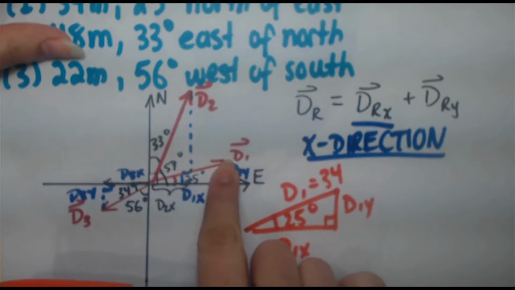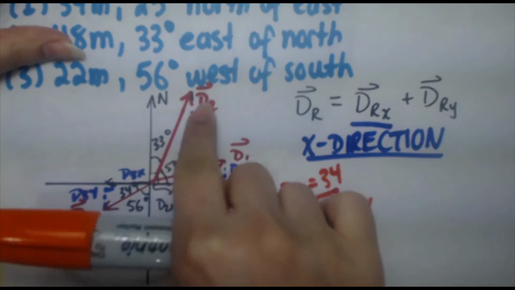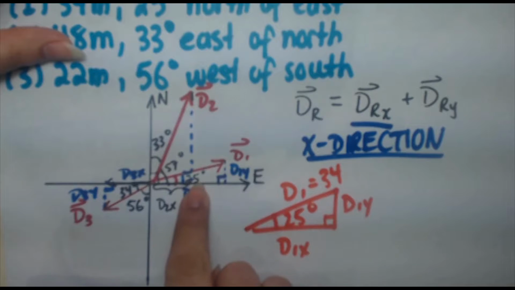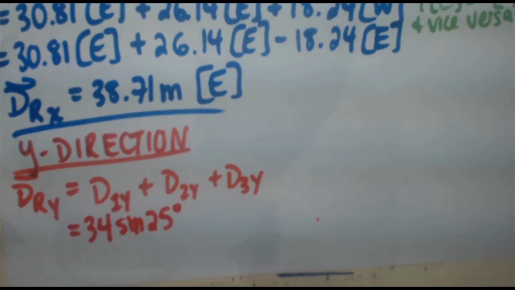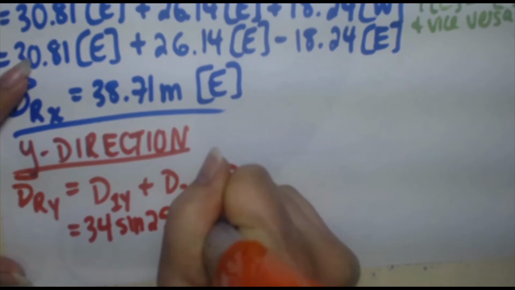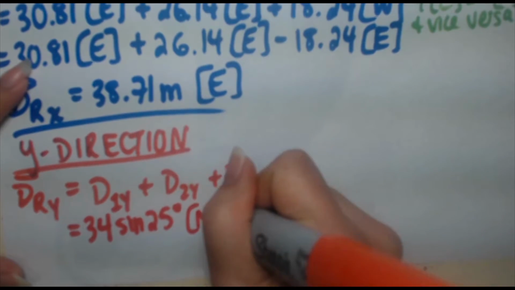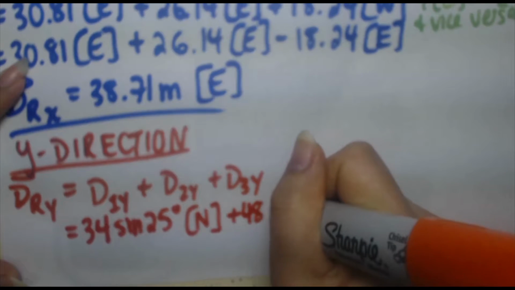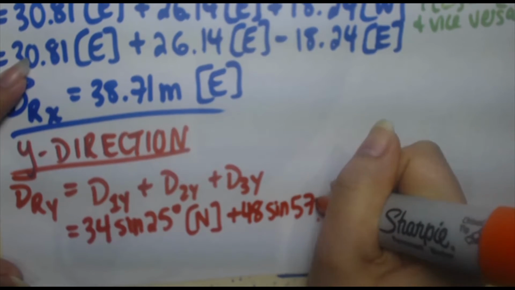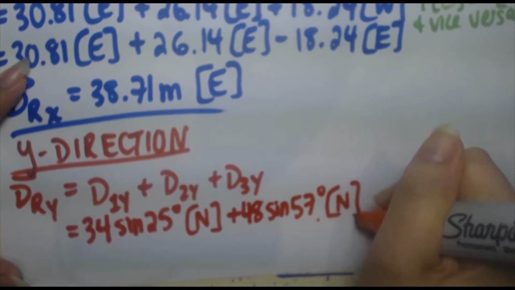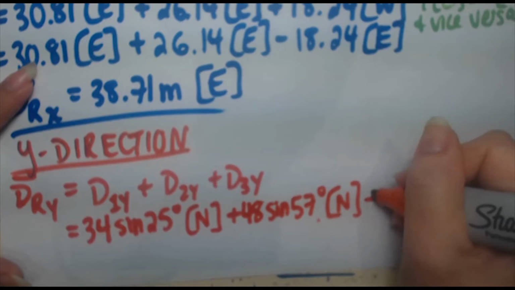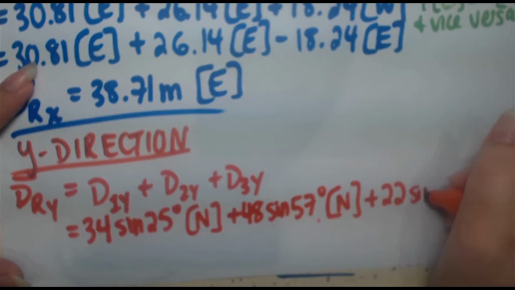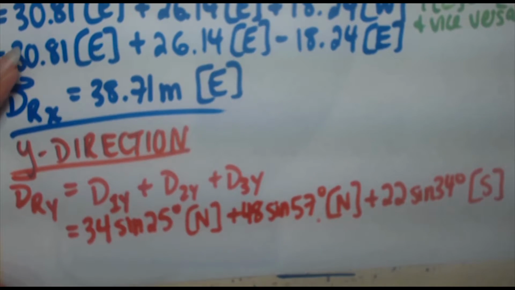d1 is going north, d2 is going north, for y I mean, and for d3y we're going south. So just pay attention to that right there. Okay, so this is north, plus 48 sine 57 degrees. d2y is also going north, excuse me, and d3 is going south, 22 sine 34 degrees, S for south.